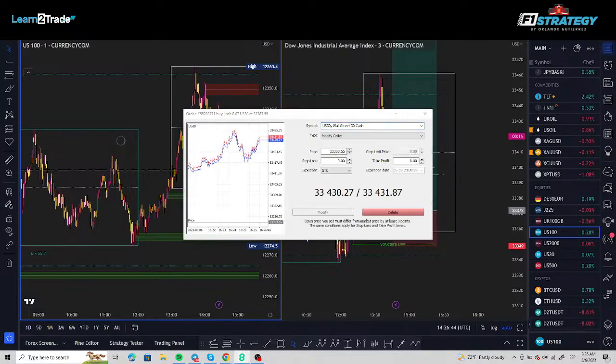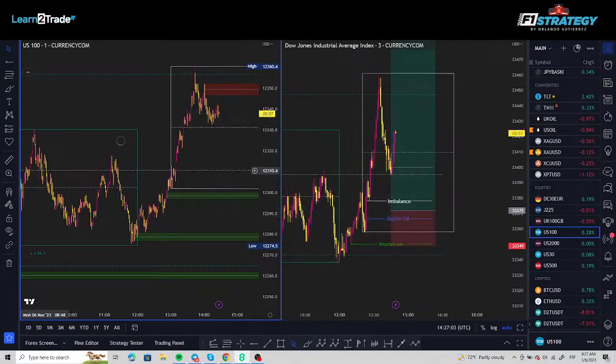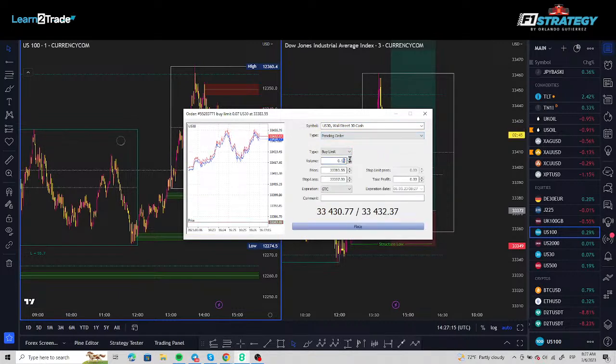What is it here? 33, 33, 3, 33, 3, 50, 57. All right. So I am going to risk 0.5% on this trade too. Maybe that was a little bit too excessive.